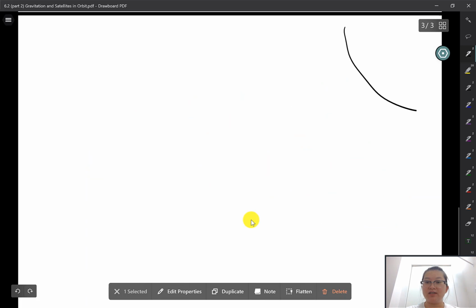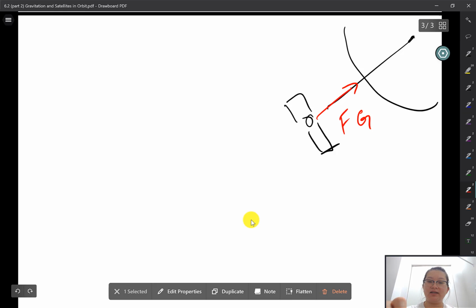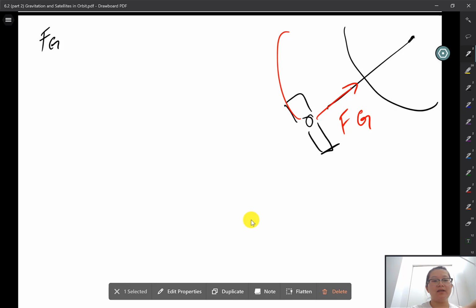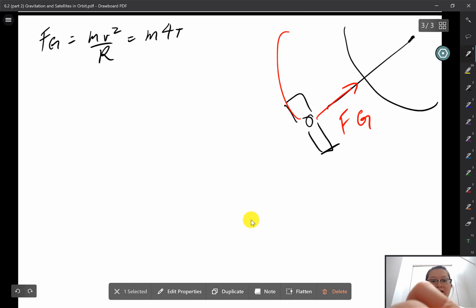So this is a bonus question, a tag along, and similar situation. We have the satellite here, and there's the force due to gravity that is causing the satellite to move in this circular orbit. If we write out the F net equation, then big G, force due to gravity, is equal to the mass times the tangential speed squared divided by radius, which we can also write as mass times 4 pi squared r over period squared.